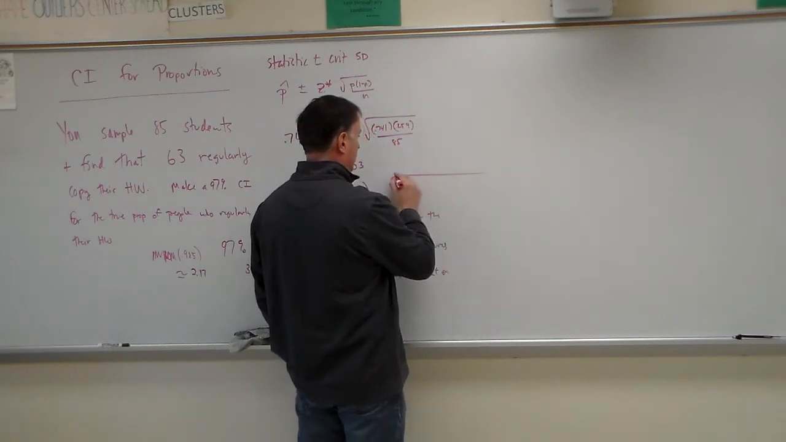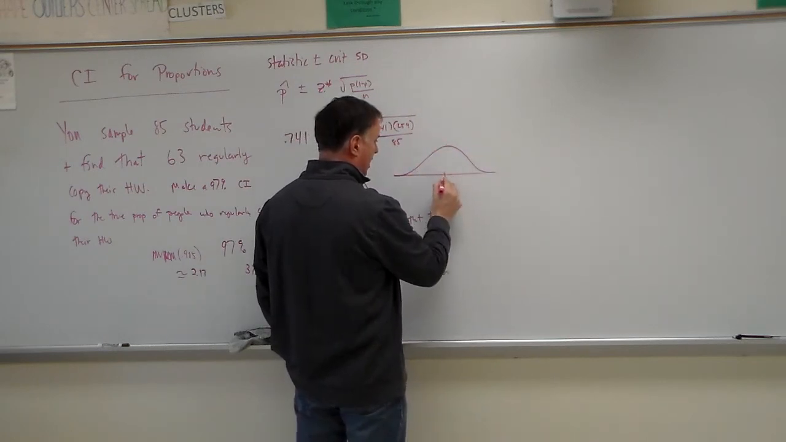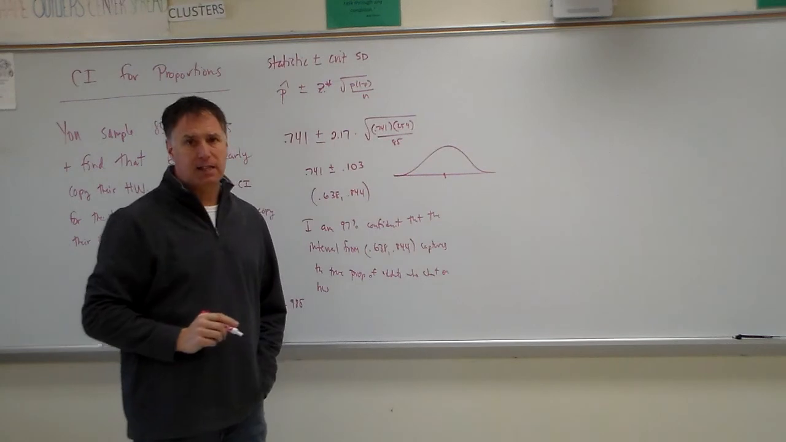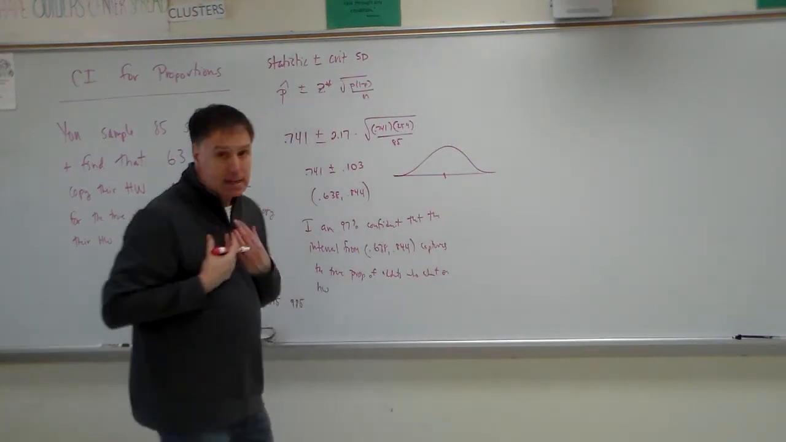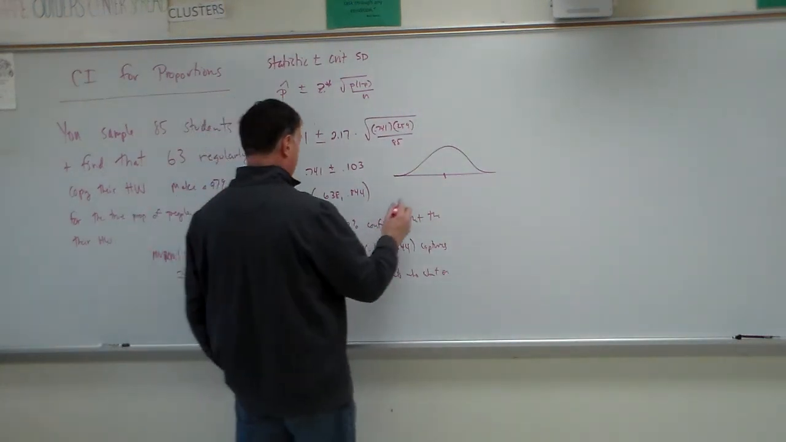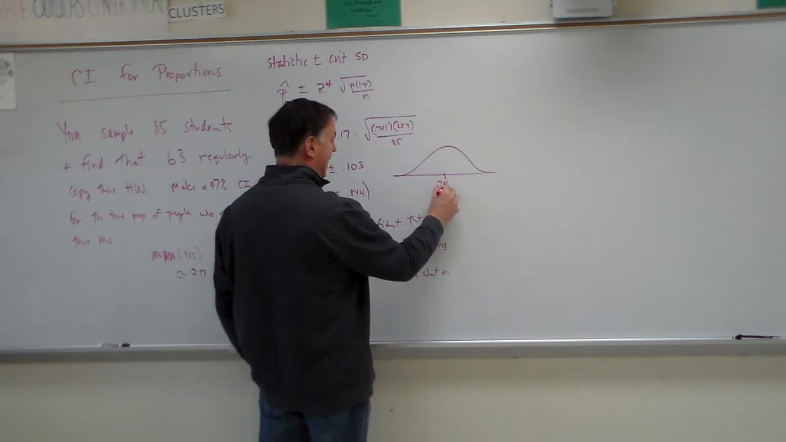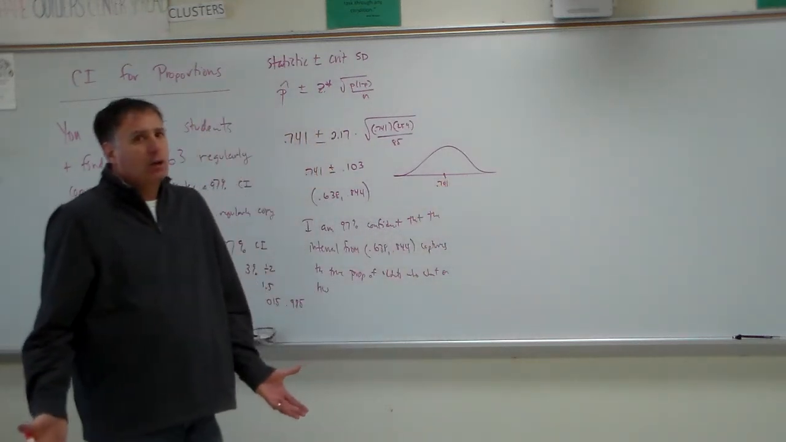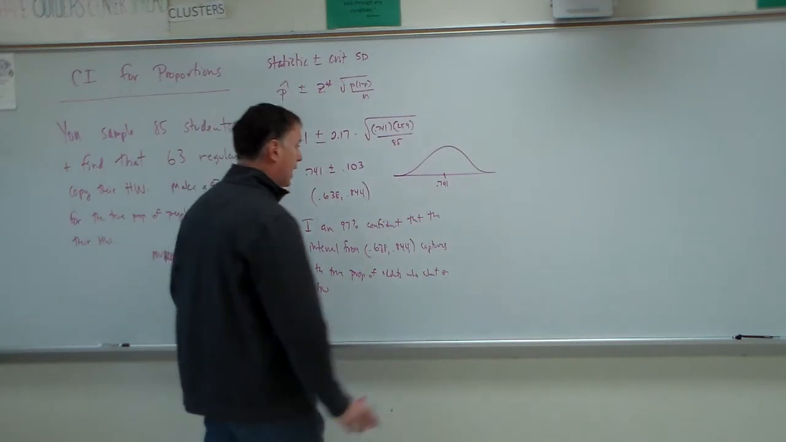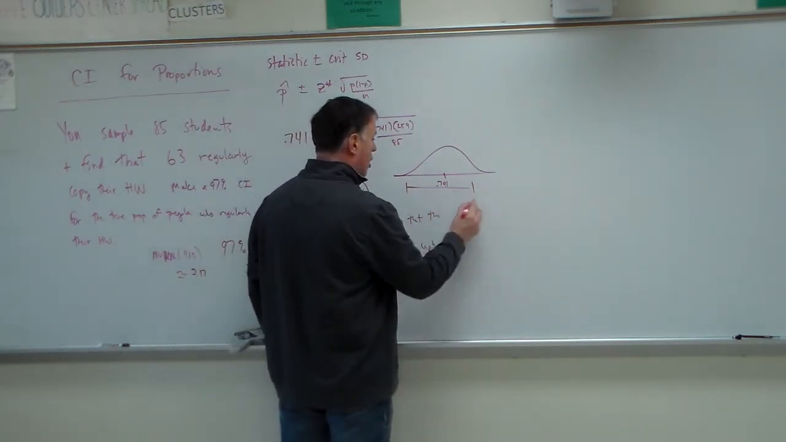We have this normal model, right? And somewhere you've got that mean in the middle. Now for me, that was 0.741. That was my point estimate. I can only base it off of mine. And then we're going to have all these intervals.